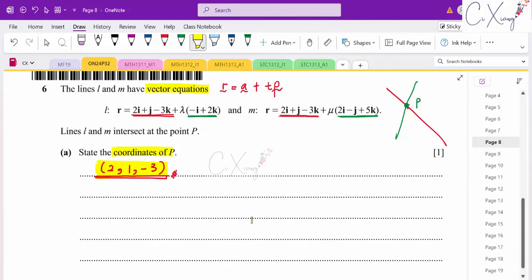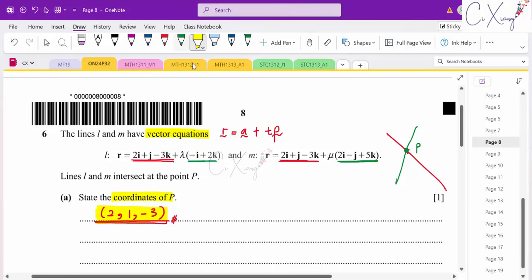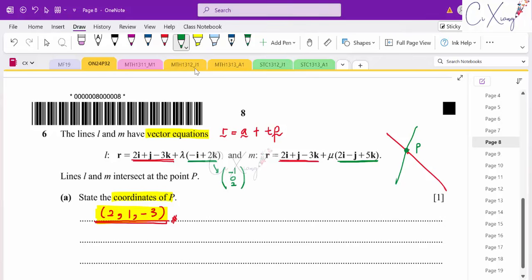So let's continue to part b. For part b, they want to find the exact value of the cosine of the acute angle between line L and line M. So we want to find the angle between two vectors. When you want to find the angle between two vectors, we need the direction. So let's have a look at our lines again. What is the direction for line L? It is -1, 0, and 2. And what's the direction for line M? It is 2, -1, and 5.